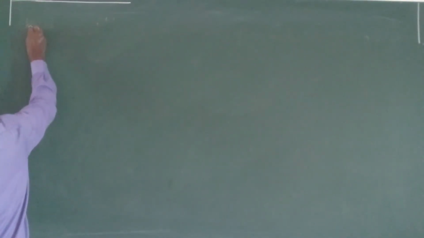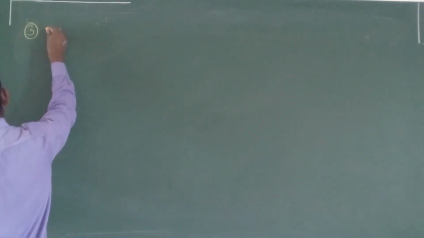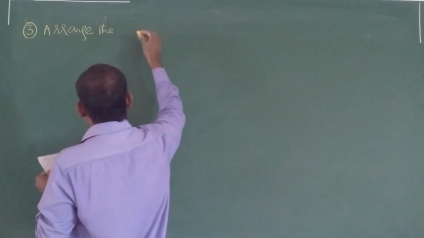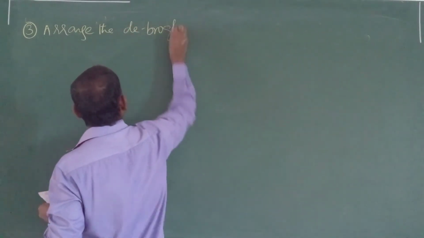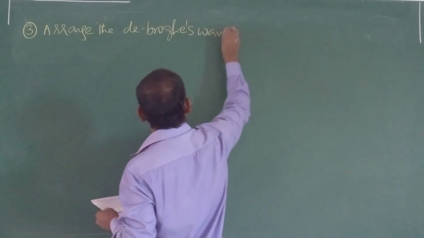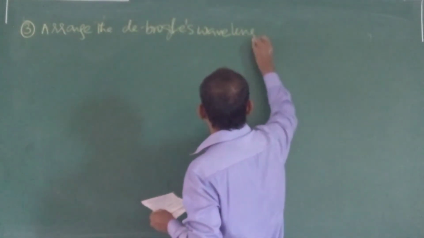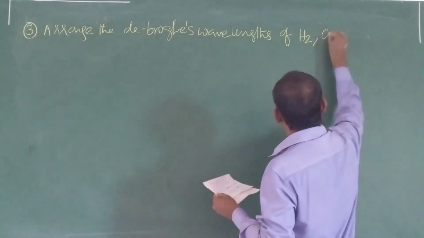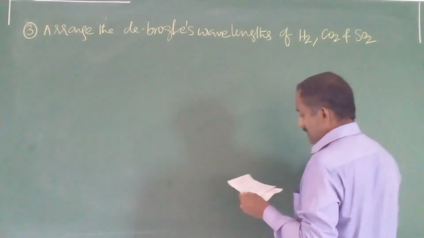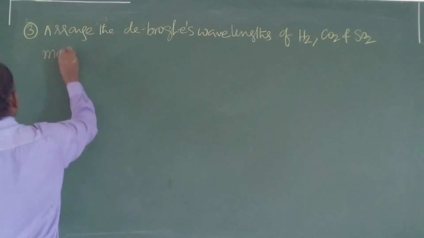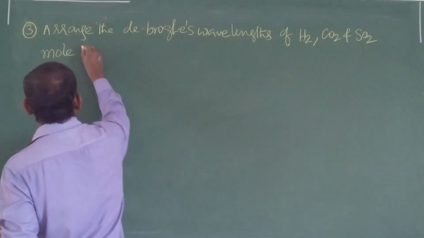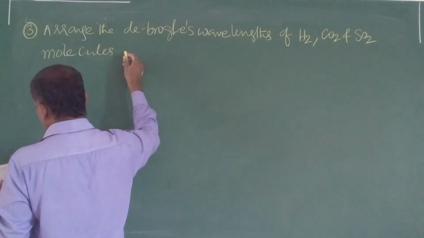Next, third one. Arrange the de Broglie wavelengths of H2, CO2 and SO2 molecules, if all are moving with the same speed.